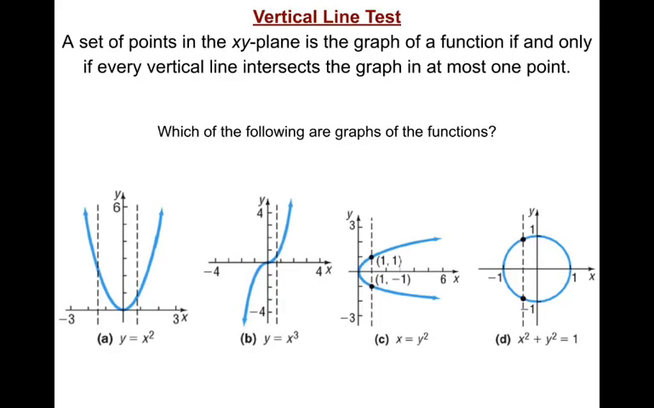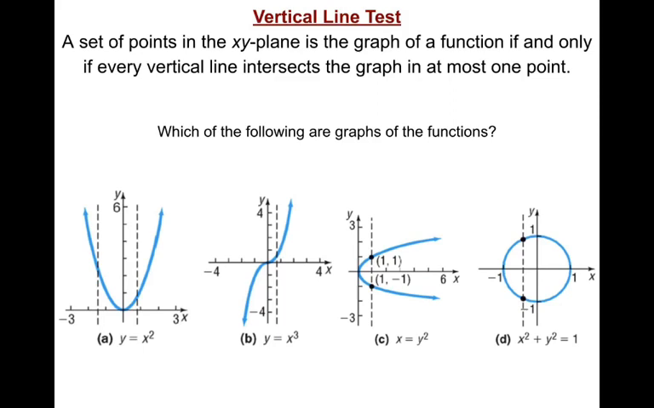So let's get started. The vertical line test is how we tell whether or not we've got something that is a function. So if a graph passes the vertical line test, we can identify that graph as a function. We've got a few examples here. So A passes the vertical line test, x squared is a function. Also B passes the vertical line test, x cubed is a function.